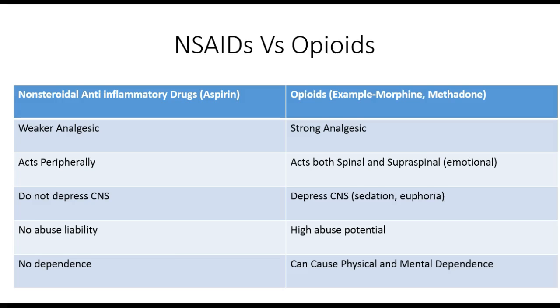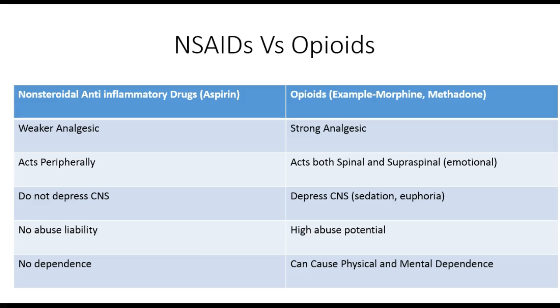Whereas opioids act on opioid receptors, for example the mu receptor and kappa receptor. So they act on these receptors at the level of the spinal cord as well as in the brain. The abolishment of pain at the spinal level is called spinal analgesia, and the abolishment of pain from the brain areas, which even includes the emotional component associated with the pain, is called supraspinal analgesia.